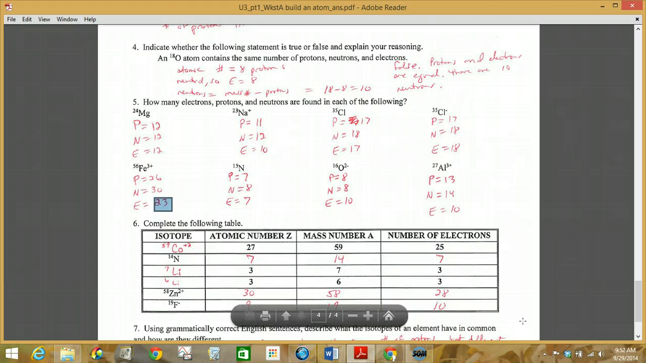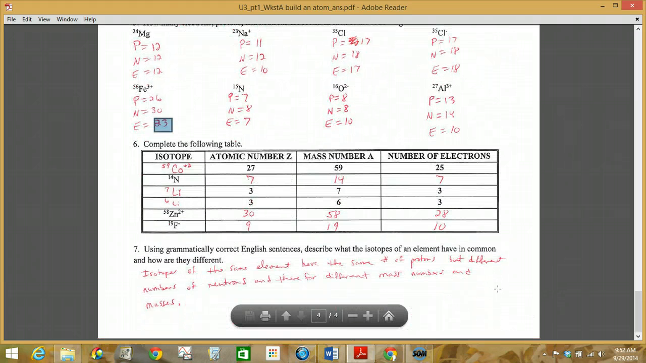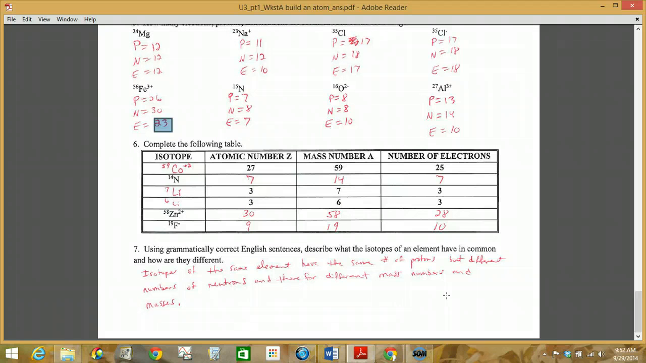And check out your answers to the table here. And then, again, isotopes, we're going to be investigating this, but what they have in common is they have the same number of protons. They have different numbers of neutrons, though, and therefore different mass numbers, and therefore different masses. And we will get into then how do we report the masses that are on the periodic table if we've got different masses of isotopes.